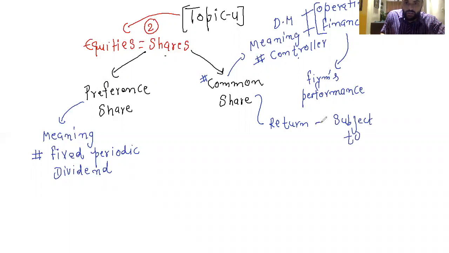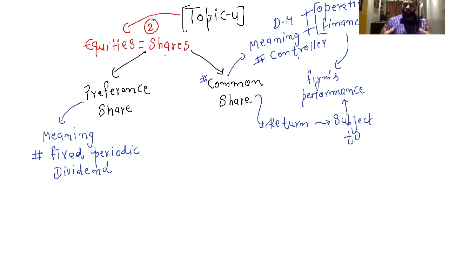is subject to firm performance. All right. Common shareholders' return is subject to firm performance. Firm performance again depends upon the company's operating and financial policies, and then the company will perform accordingly. Right. So that's the difference.